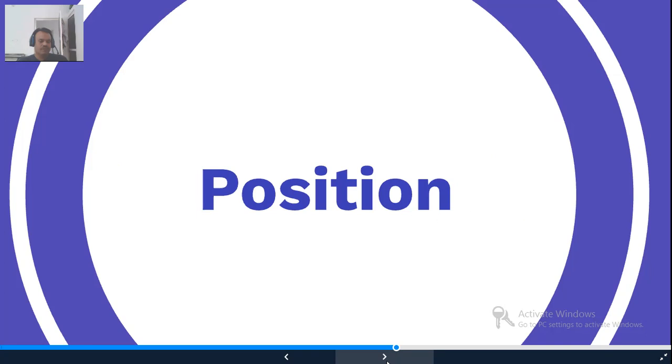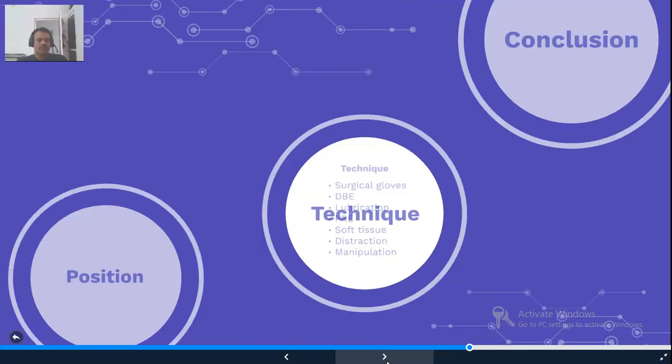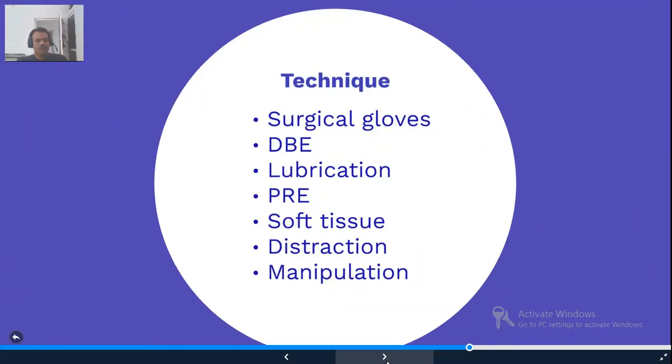Now we'll see the technique. First of all, take the consent of the patient. Along with the patient, call another person of the same gender, otherwise call the patient's relative, just to avoid some unwanted problems. Then put on the surgical gloves, use some lubricating jelly, otherwise gel. You can use KY gel, you can use ultrasound gel.